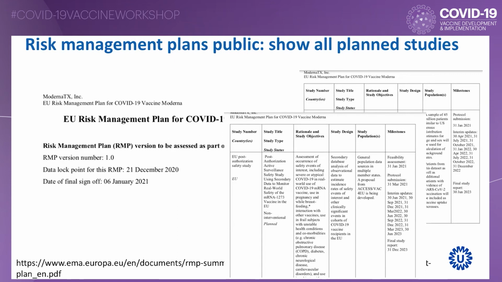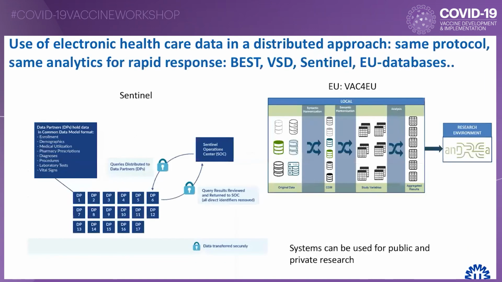Now, it's not just Moderna that needs to do it. Each of the manufacturers will get the requirement to do additional studies to address questions that are still there, or identified risks or potential risks that have been identified upon authorization. How can this be done?